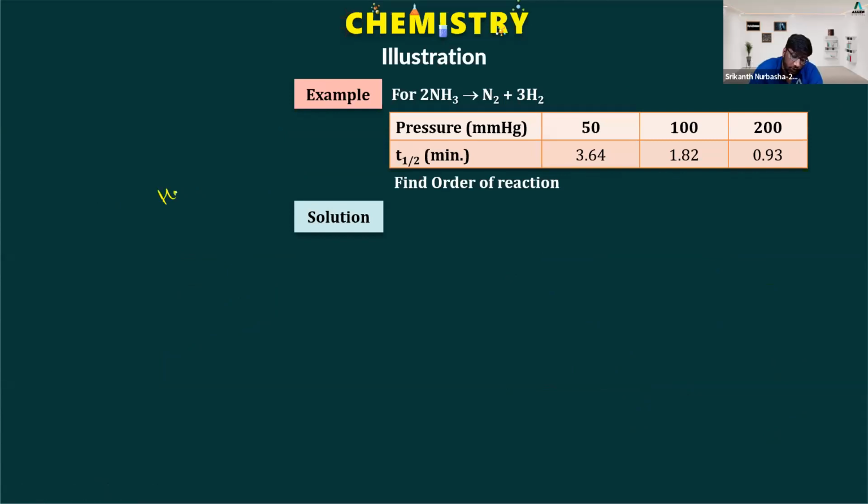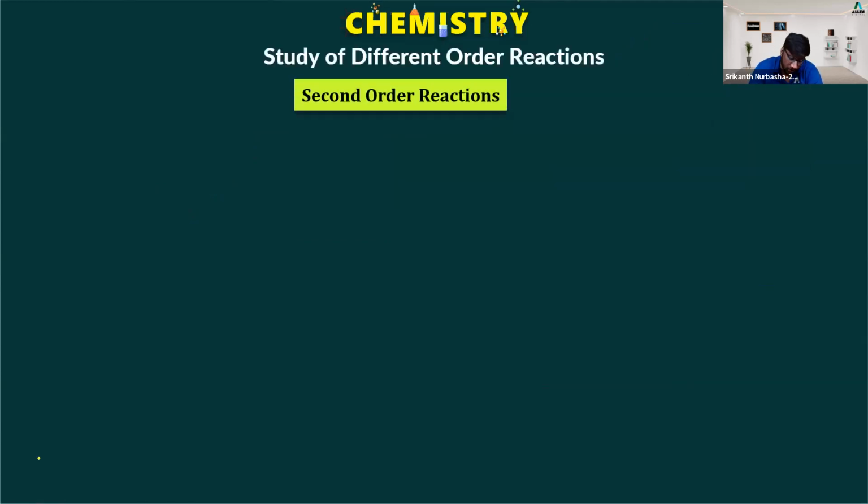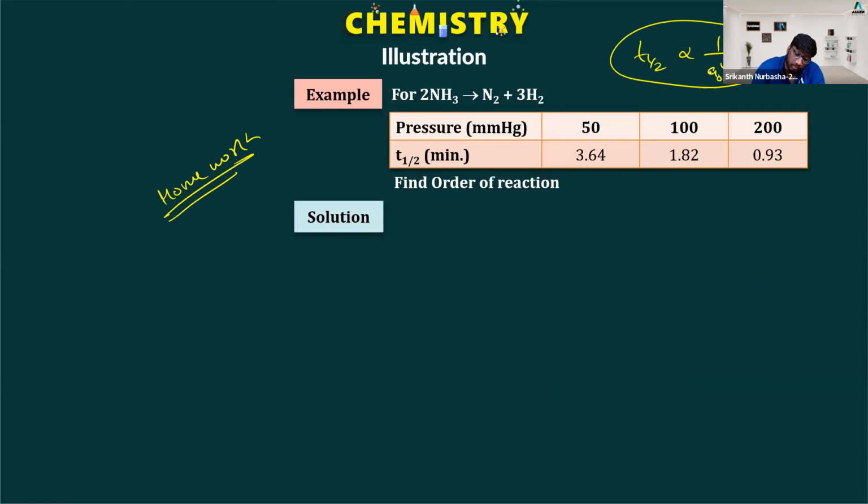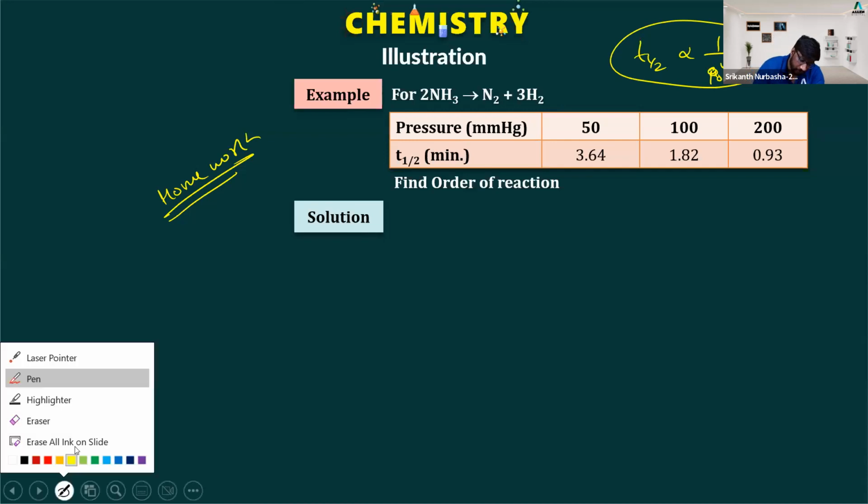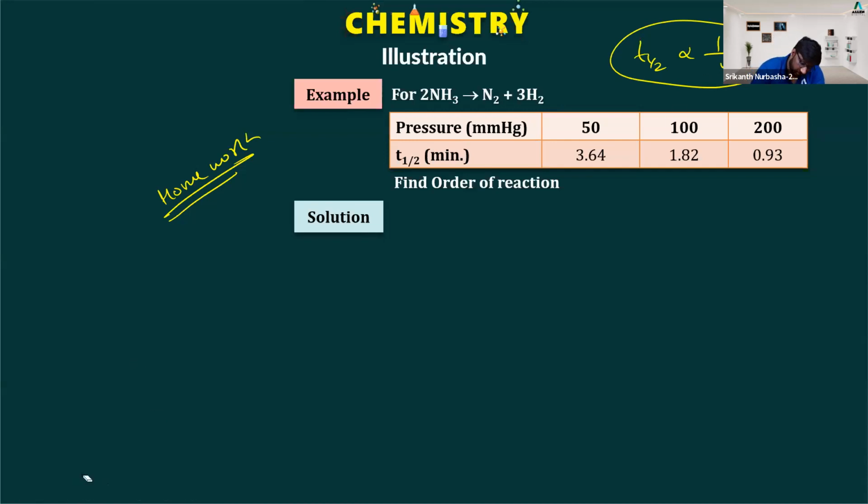Try to solve this question as homework, same type of question. T half is inversely proportional to initial concentration power n minus 1. They have given pressures, so you can take initial pressure P naught power n minus 1. With respect to changing P naught, t half is changing. So take two experiments, find out, you will get equations. With respect to the two equations, you calculate the value of n. Same type of question, the experimental data is given, substitute the experimental data and calculate the n value.